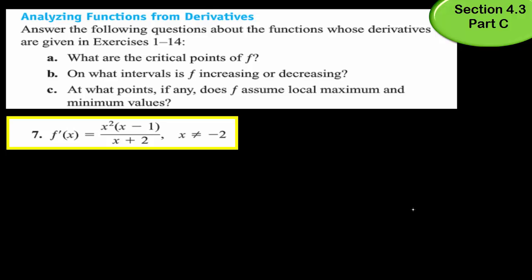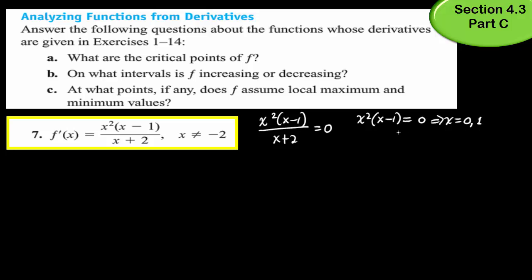Alright, here are some more. In this problem, we do the same thing. We take the critical numbers. To get the critical numbers, we set x squared times x minus 1, over x plus 2, equal to 0. And just by observing, what makes the numerator 0? Well, you just set x squared times x minus 1 equal to 0, the numerator, and that tells us that x equal to 0 and x equal to 1 are critical numbers.